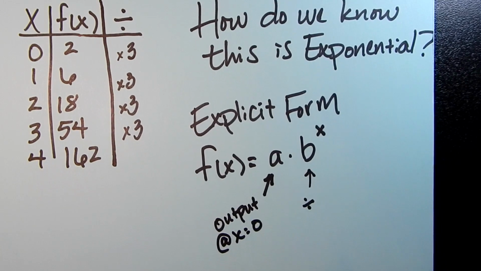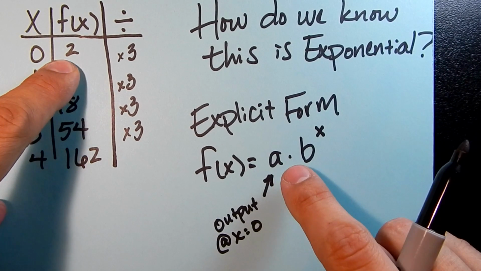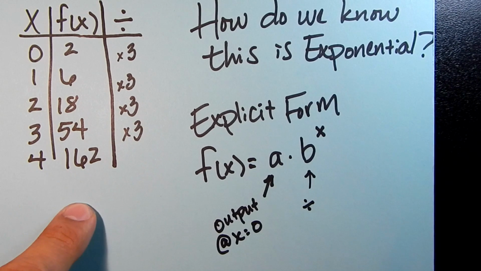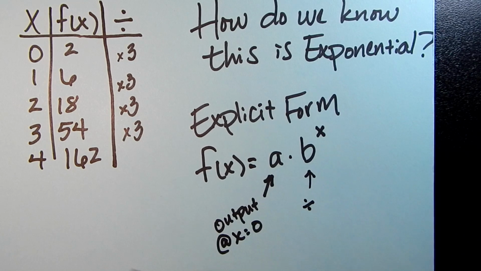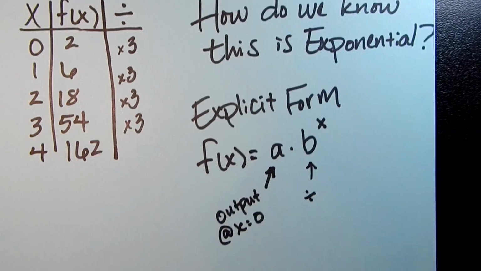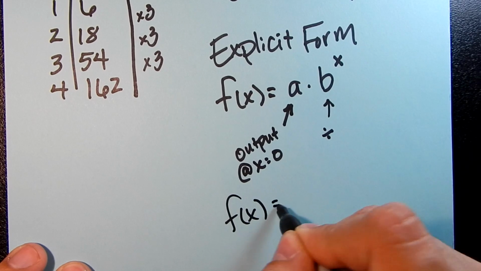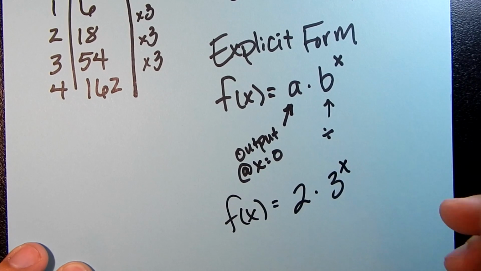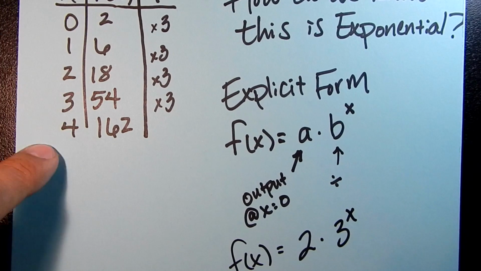So in this case, our a term is going to be 2, because that's our output at x equals 0. So all of this information for the explicit form, if we have the table, we can just read it from the table directly. So the explicit form of this function is f of x is equal to 2 times 3 to the x power.